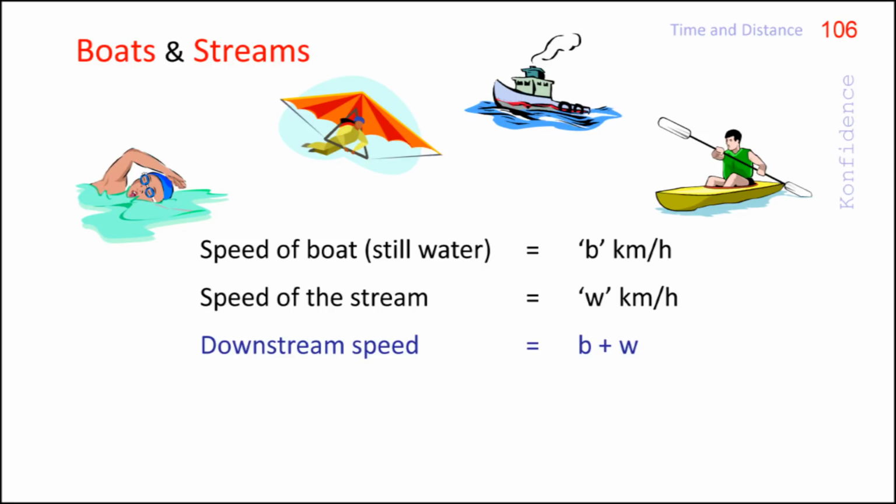The other situation is one in which the boat travels in the opposite direction to the flow of the river. This direction is called upstream direction. When the boat travels in the upstream direction, the flow of water opposes the boat, and so the speed gets reduced. Thus, the effective upstream speed is given by speed of the boat in still water minus speed of the river, which is b minus w.